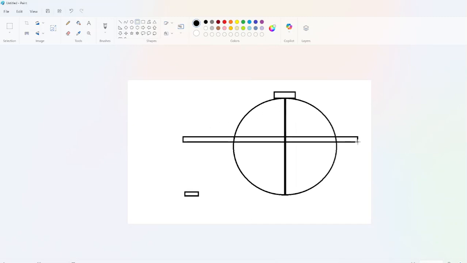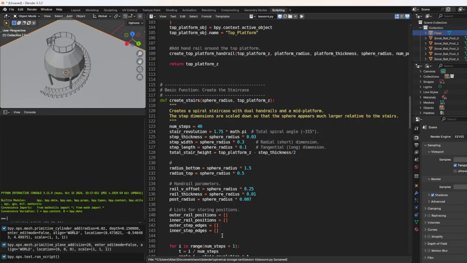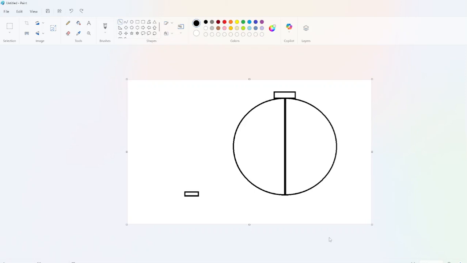So I made this drawing, and basically it shows this is the spherical tank, this is the first step, this is the final step, right? Previously our stair revolution was 1.75, but this time I'm going to create a new variable called stair revolution on tank, which is basically the stair revolution. However, we're just gonna pretend like each of these steps are straight on the tank, straight to the left or the right. So this is 1, 2, 3, 4, 5, and so on.